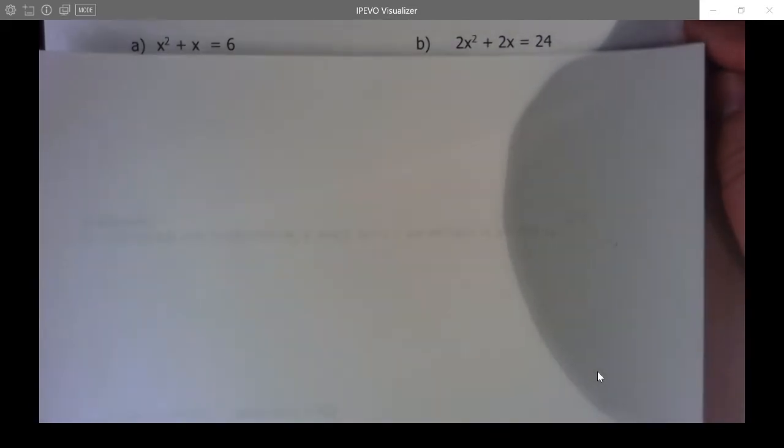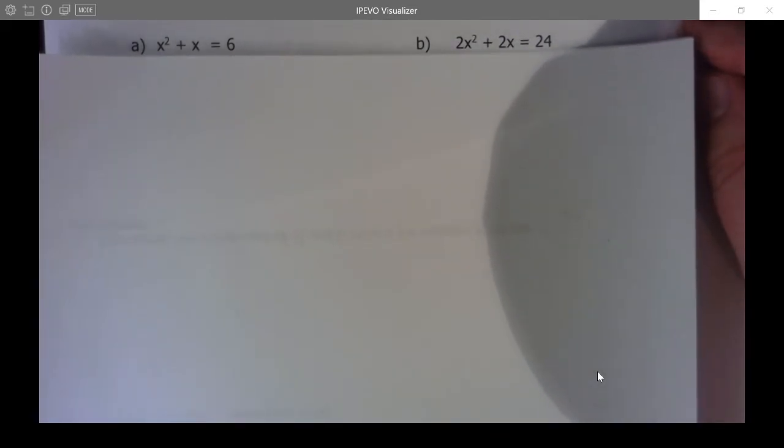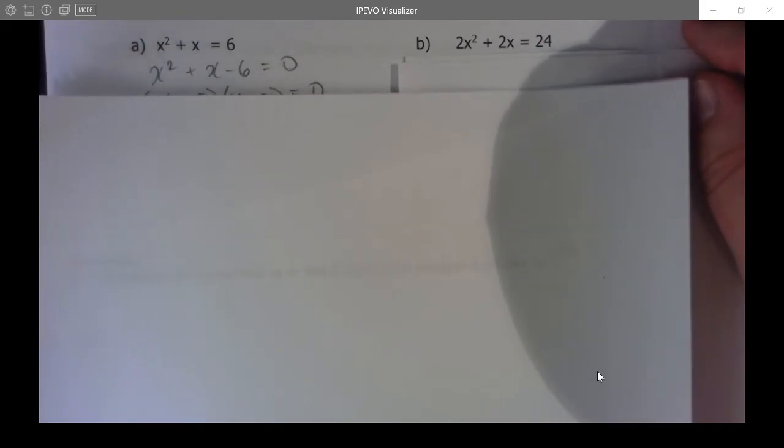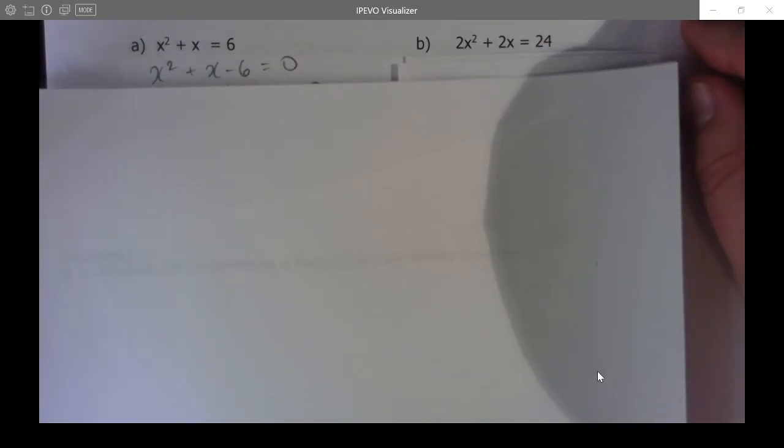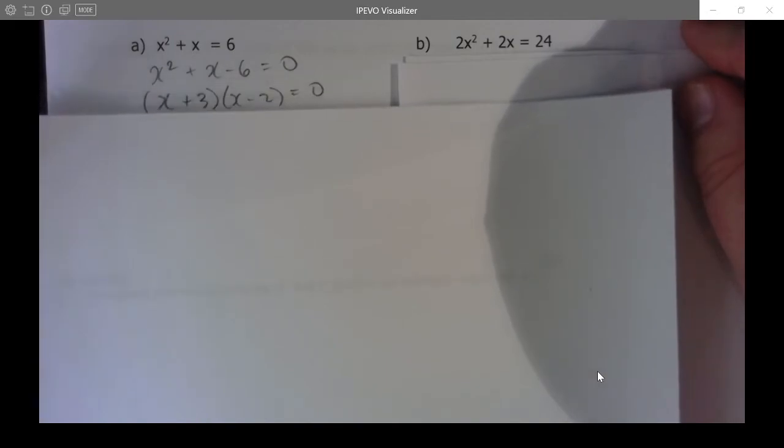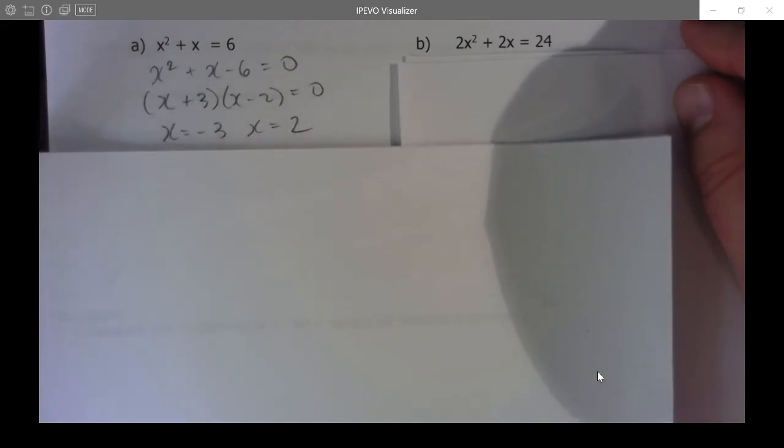Okay, so let's see. From the top. A, the first thing you would do is move that 6 to the other side of the equation so that 0 is on the right. Then I have a fairly easy one to factor, so my answers are -3 and 2.